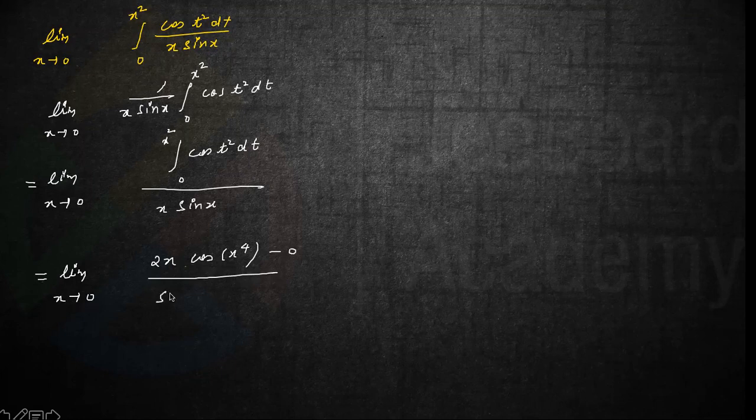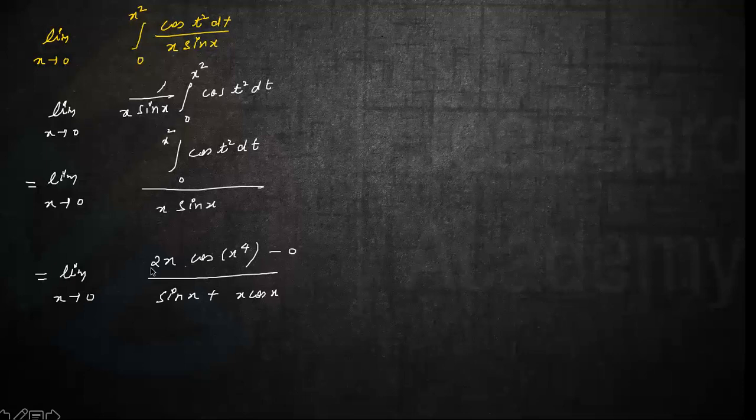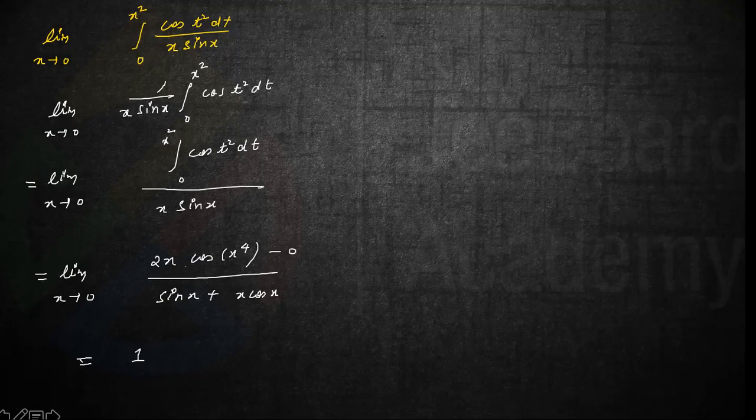And again, this is sin x plus you have this as x cos x. Again, you can divide by x, right? Then you can again divide by x, so it will be 2 upon, this will be 1 when you divide by x, and this becomes 1 again. So 2 by 2, which is equal to 1. So both of you are correct in this.